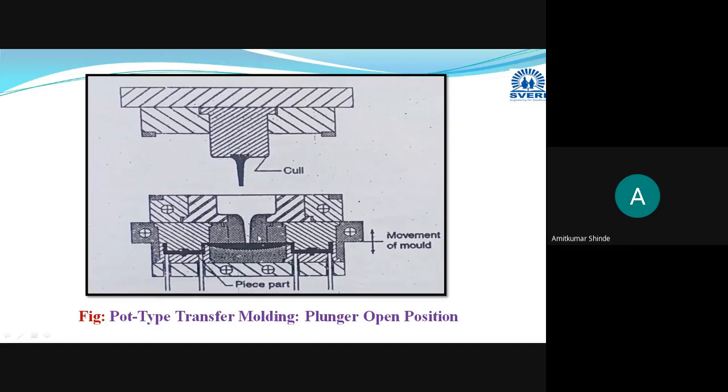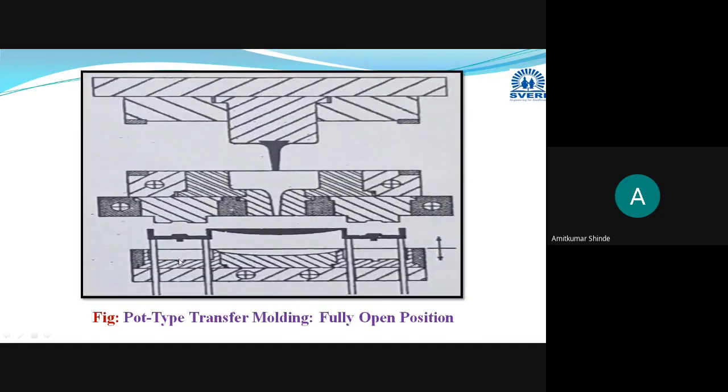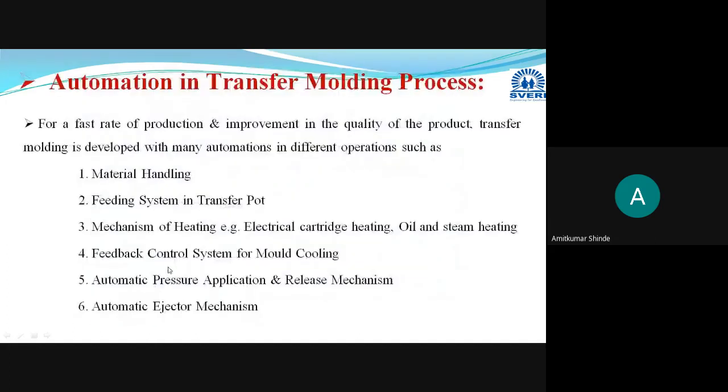And after this, you have to remove this molded part, and the molded part is removed in this way. The second plate is removed, and with the help of ejector pins, this part is removed. In this pot type transfer molding process, the mold consists of three plates: first plate, second plate, and this is the third plate. Okay.